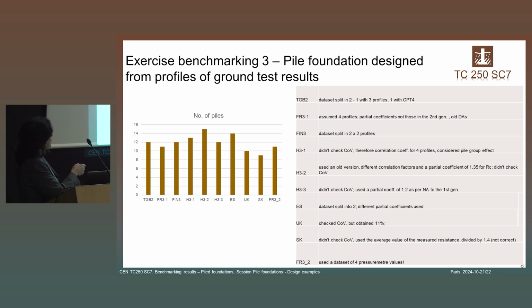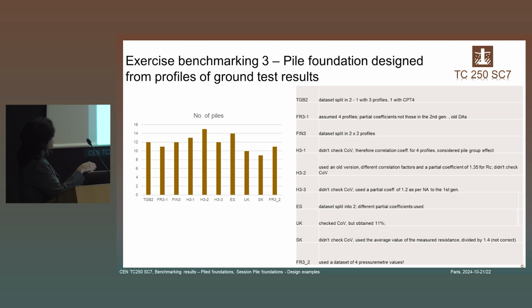In France, they assumed 4 profiles altogether, and the partial coefficients were not those in the second generation of Eurocode 7, and they used some old design approaches from the current code. In Finland, they split it, but in 2 clusters of 2 profiles. But finally they obtained the same number of piles.